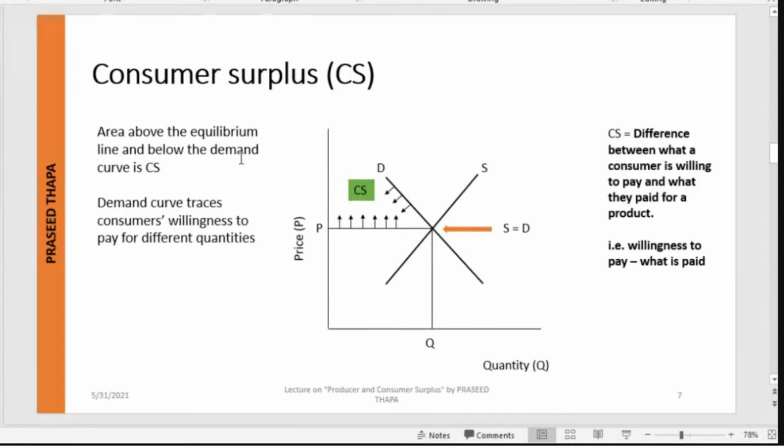And that area can be defined as the area above the equilibrium line and below the demand curve, which is your consumer surplus. And now the question might be coming in your mind, how can we calculate the area of a triangle? Now recall the mathematics knowledge. The area of the triangle can be identified by the formula half base into height. 1 by 2 multiplied by base into height.